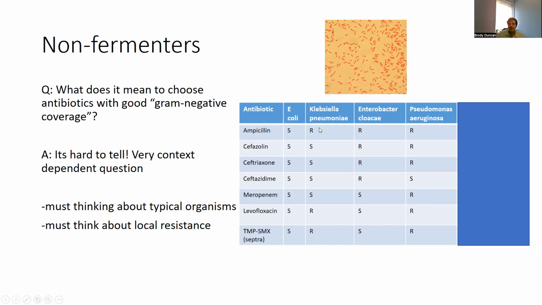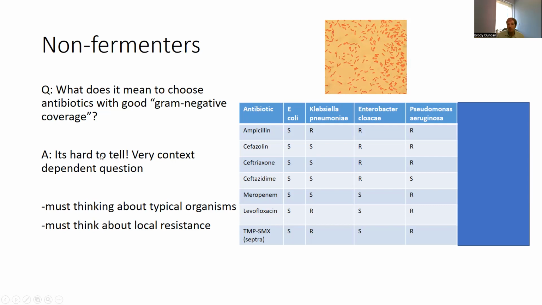So really what I'm trying to demonstrate here, I don't want you to memorize any of this. I'm just trying to tell you that when you're talking about good gram-negative coverage, you can't just say that and then let it sit there and hope the magic antibiotic falls into your lap. You really have to think about which specific bacteria you are trying to cover, and whether there are local resistance patterns you have to be aware of.